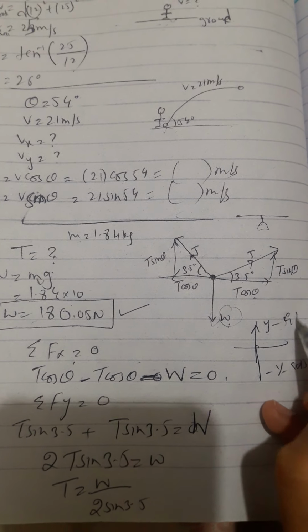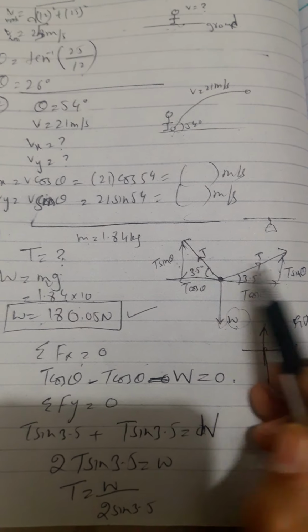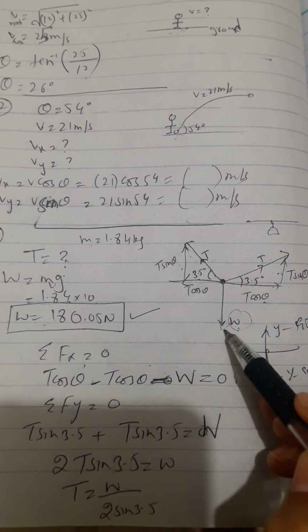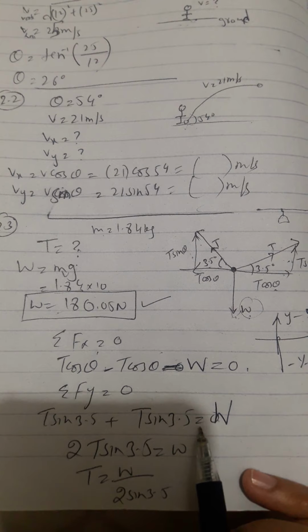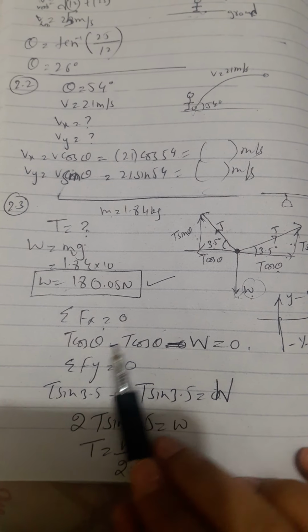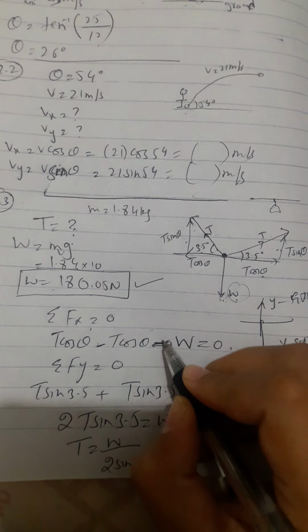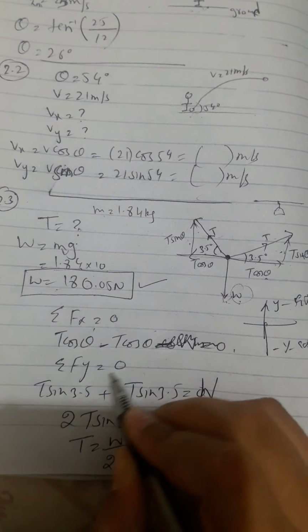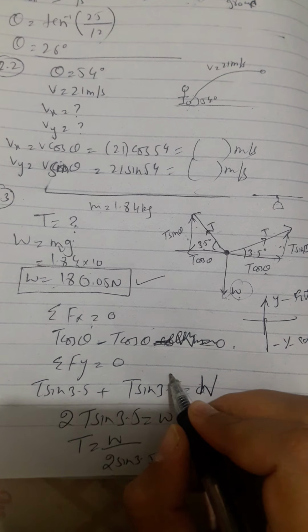y direction. Okay, so we take these two forces as positive and we take this one force as negative, and therefore I put minus w here. We will not use w here. T cos theta gives you 0. We will use minus w here.